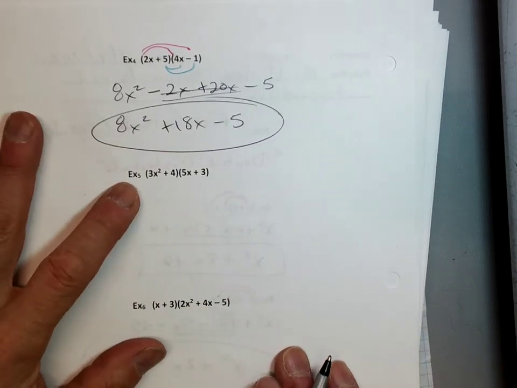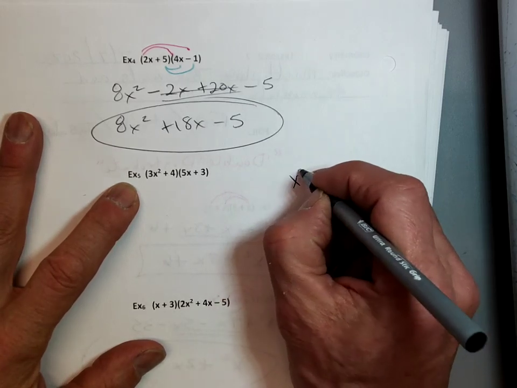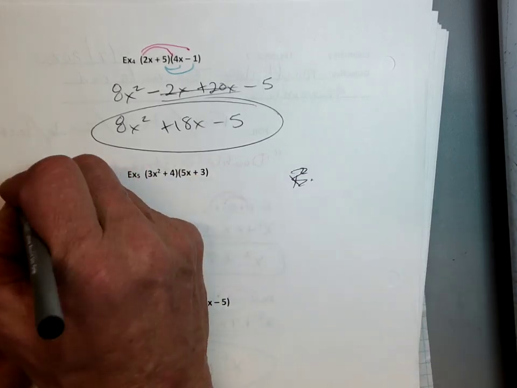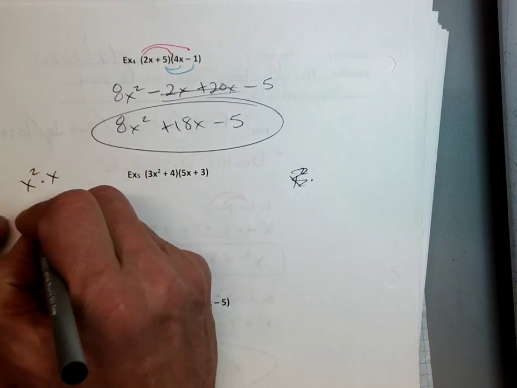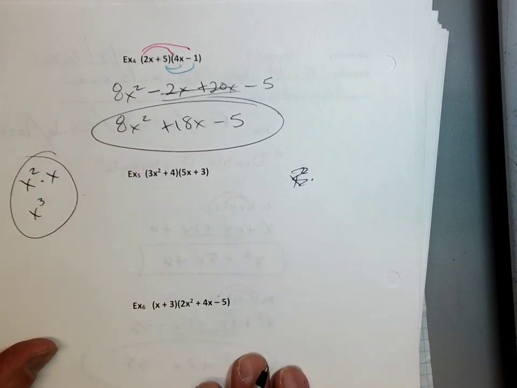Example 5. Okay, now we got to know that x squared, here I'll put on the side, my little x squared times x is x cubed. Okay, you guys all right with that? All right with that?